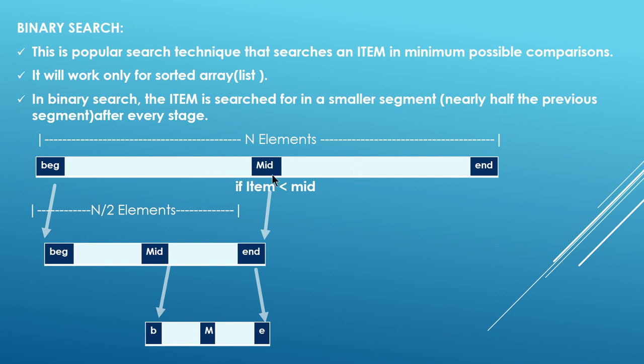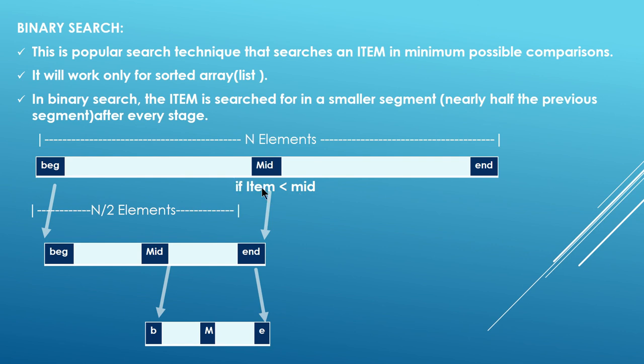If it is less than the mid element, what will happen? The element must be present only from the beginning to mid minus 1, because the array is in sorted order. So in the next comparison, I'll be doing the searching only in the very first half. In the first half, I'll again calculate the mid element, considering the end as mid minus 1. Whatever the mid minus 1 value is, that will become the new end. I will not even go for the second half of the n elements, because the item that you are looking for is less than mid.